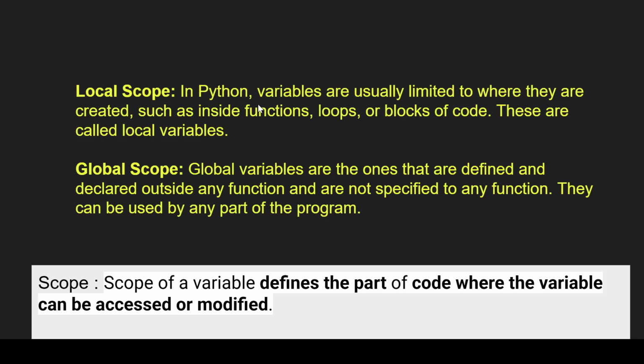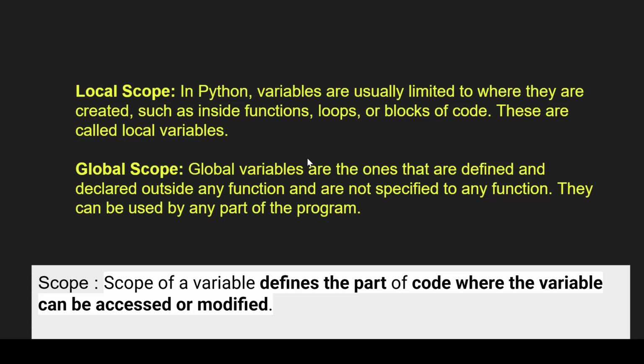More precisely, in Python, variables are usually limited to where they are created, such as inside functions. If a variable is created inside a function, it can only be accessed inside that function. If it's created in a loop, for example, for i in range 0 to 10, that i can only be accessed in the loop, not outside the loop. So all these kinds of variables are called local variables.